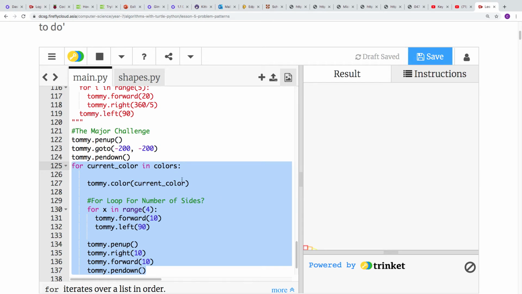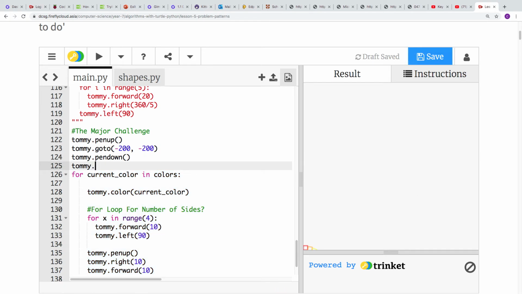Maybe we'll start at Tommy dot goto 0, 0. Now we need to make sure he is pointing up. So Tommy dot left. It changes colour each time, doesn't it? Now we won't go so far down. Let's go to negative 100, negative 100. So we go there. Oops.